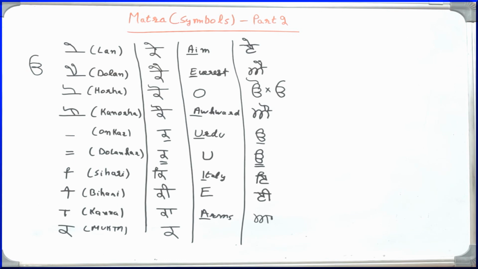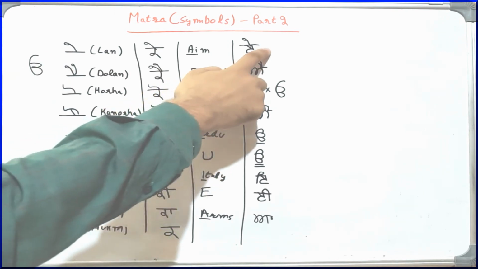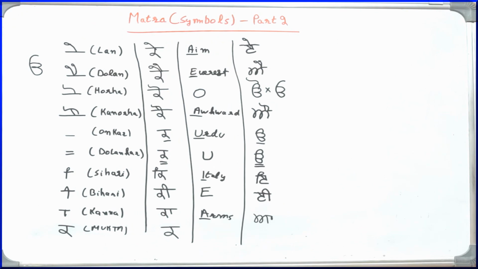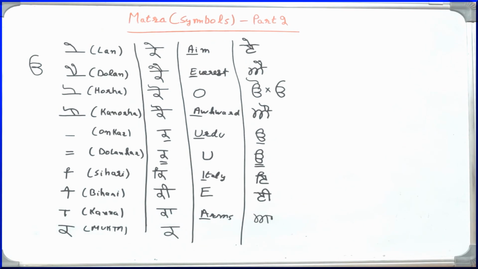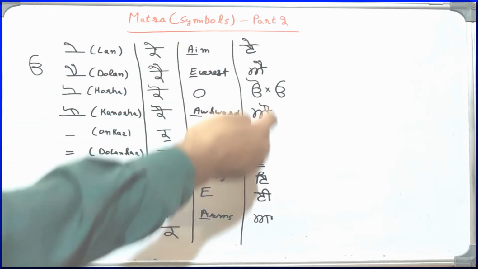If you want to write A in Gurmukhi, you cannot just simply put this symbol. You have to put it in this way. Similarly, if you want to write A, you cannot just put Dola like this. You have to put Ada and then Dolaya. It will represent the sound of Dola. Similarly, we have Hoda, Konora, Ankar, Lankard, Sahari, Bihari and Kanna. And their respective sounds will be represented by these letters.